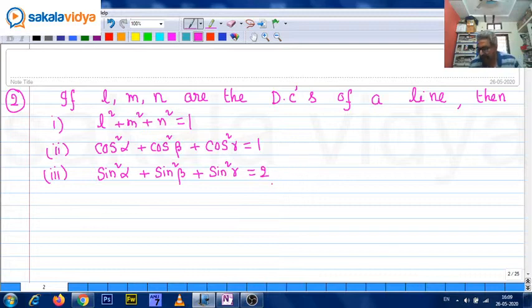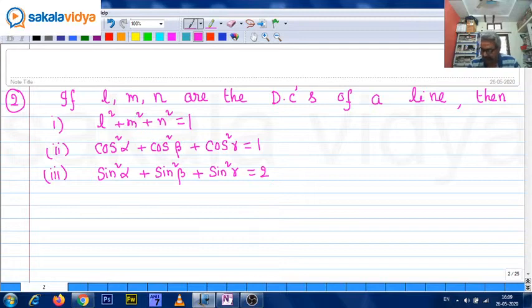This is about the direction cosines of a line. Very simple. If they are denoted by L, M, N, L square plus M square plus N square is equal to 1. L is equal to cos alpha, M is equal to cos beta, and N is equal to cos gamma. We have L square plus M square plus N square is equal to 1. Cos square alpha plus cos square beta plus cos square gamma is equal to 1. Whereas sin square alpha plus sin square beta plus sin square gamma is equal to 2, not 3.